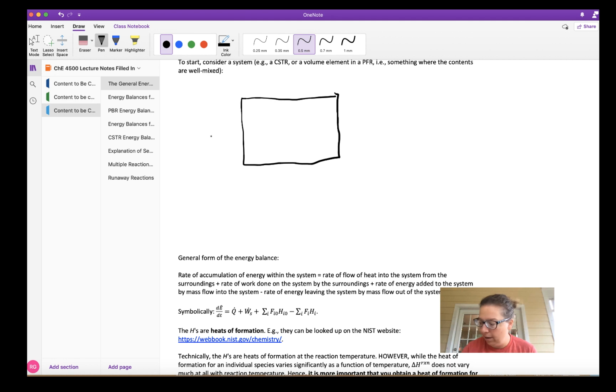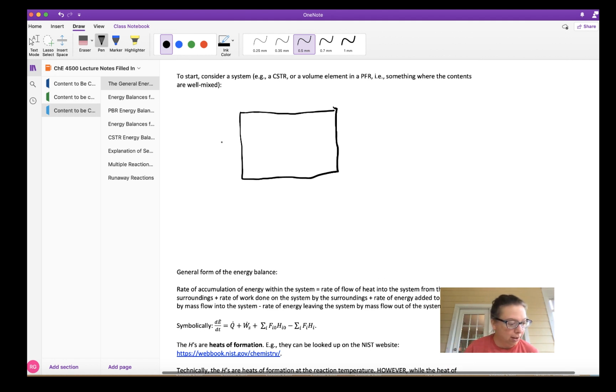Let's actually draw these contributions here. The first one is the rate of accumulation of energy. That looks like this. The rate of flow of heat into the system from the surroundings, we're going to denote with the letter Q. I can draw an arrow in here and put Q dot because it's a rate of flow. In a chemical reactor this is usually coming from a heat exchanger or maybe a temperature exchange with an ambient atmosphere.